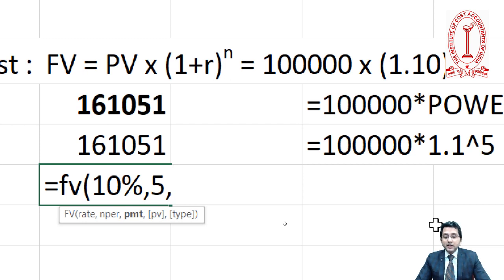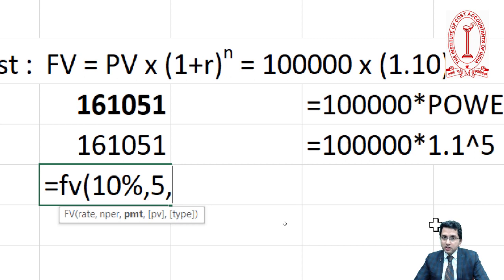PMT is amount of one installment. Installment means you deposit 10,000, 10,000, 10,000, 10,000, 10,000 every year. That is installment. This is not the case of installment. There is just one single deposit today, and after 5 years, I'll be getting my money back. So there is not a series. What is installment? There is a series of payment. There is a series of receipt of equal amount. That is called installment. PMT stands for installment.